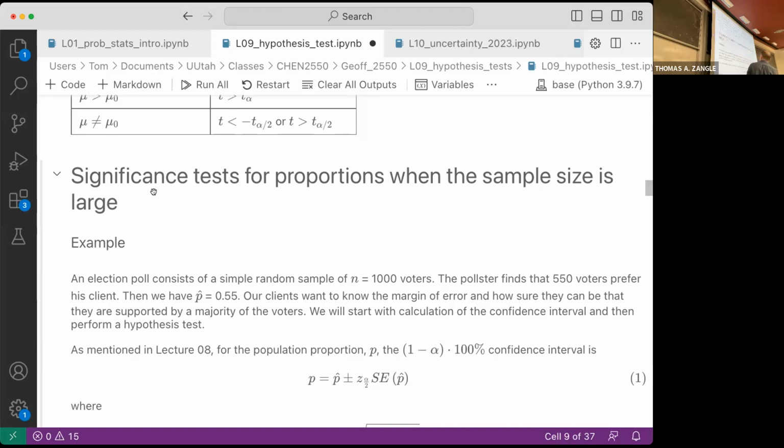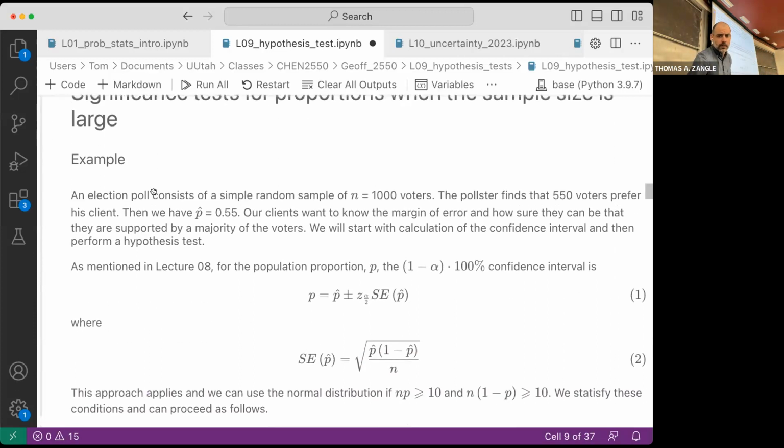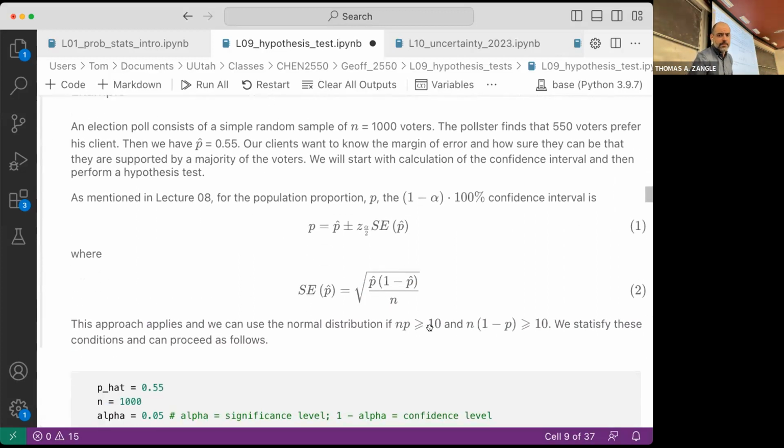And we put conditions on that: np greater than or equal to 10 and n times 1 minus p greater than or equal to 10. But basically, this is the condition that the sample size is large enough that we can approximate the binomial by the normal distribution. And so in that case, we can then use that normal distribution to do hypothesis testing about an observed proportion of, in this case, voters or votes.